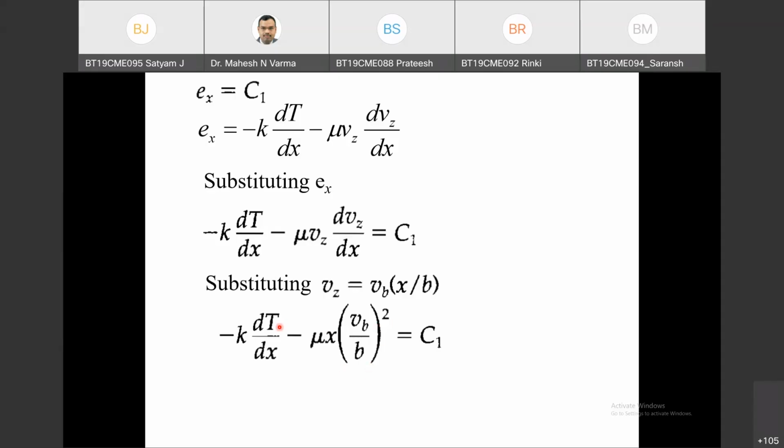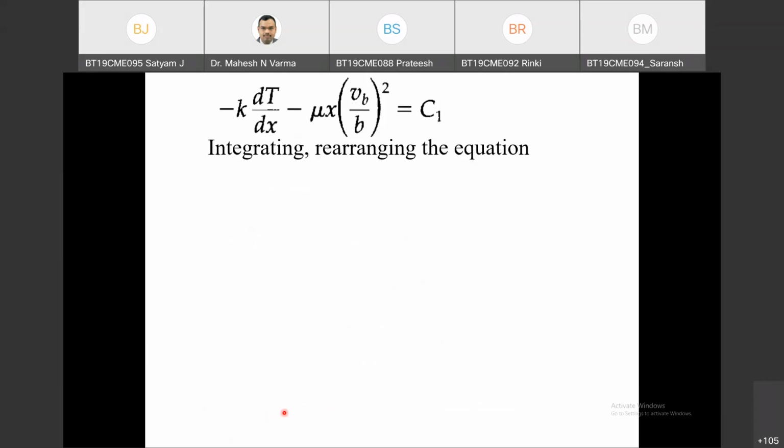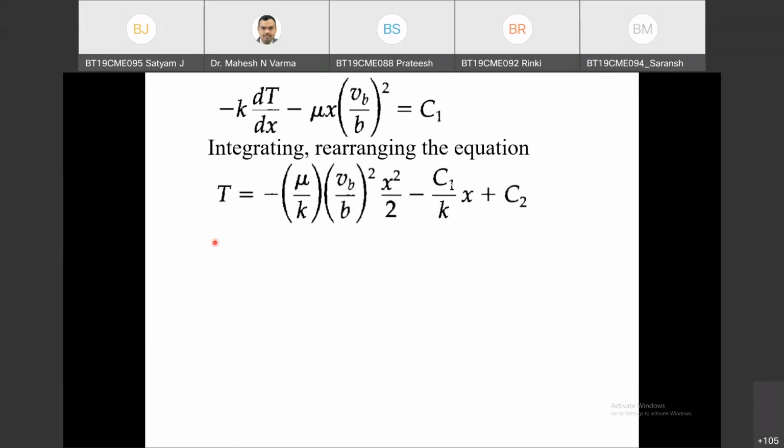Now this problem can be solved if I have temperature boundary conditions. Again, this differential equation is there, so I have two temperature boundary conditions. Now this mu into Vb by b squared is the rate of viscous heat production per unit volume. So this is called heat appearing because of viscous dissipation. Now integrating this equation, what I will get? T will be equal to mu by k, rearranging and integrating this equation, x C1 and C2. So for this I need two boundary conditions.